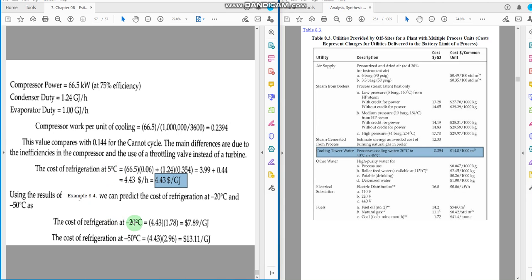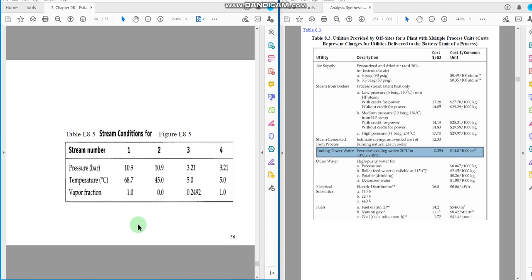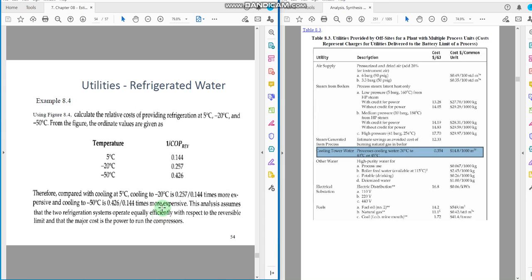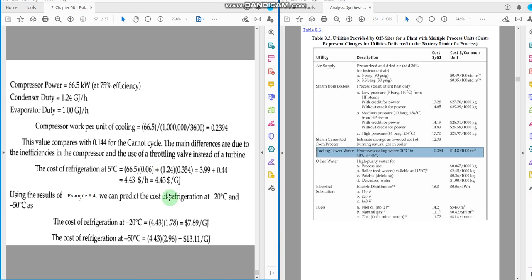So we have to use the factor that we calculated earlier. For -20 degrees C, the factor is 0.257 divided by 0.144, which comes out to be 1.78. We multiply the factor 1.78 with this term to get the cost of refrigeration at minus 20 degrees C. Similarly, you can estimate the cost of refrigeration at minus 50 degrees C.